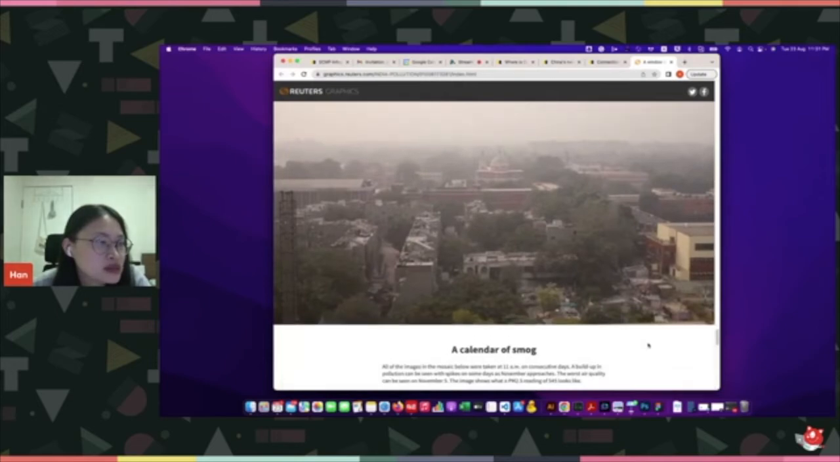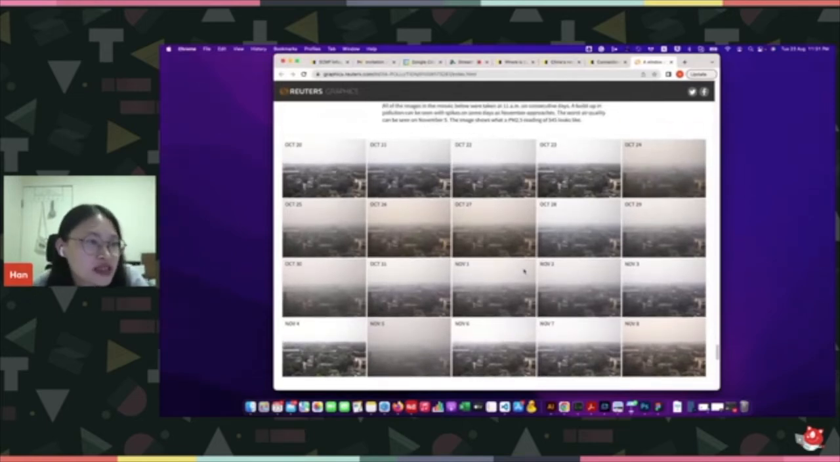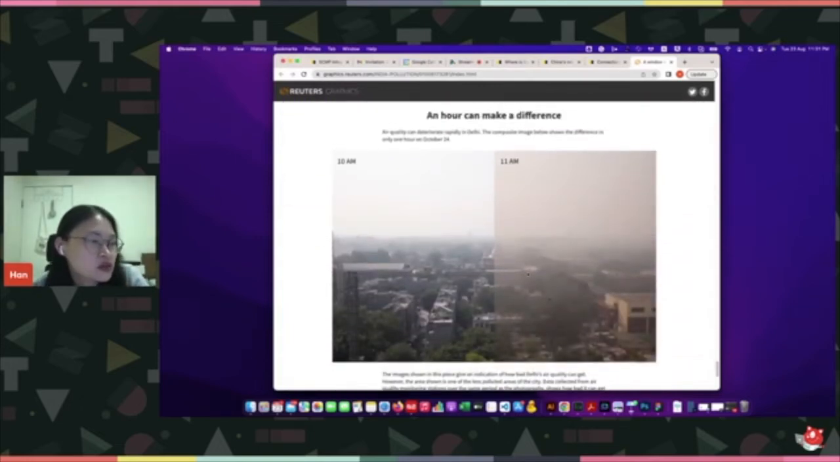This is the video we analyzed by hour, and we also included a short graphic showing how the same time on different days can make a difference. So this is 11 a.m. from October 20 to November 8. And here is a simple comparison between the same day but different hours. I think this is a good example showing how images can help you create data visualizations.